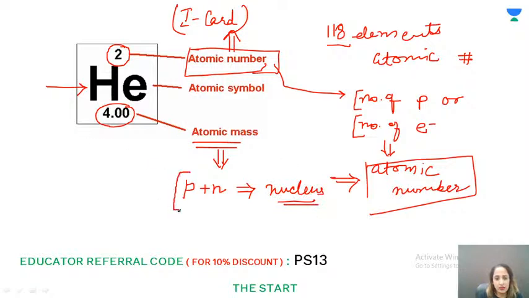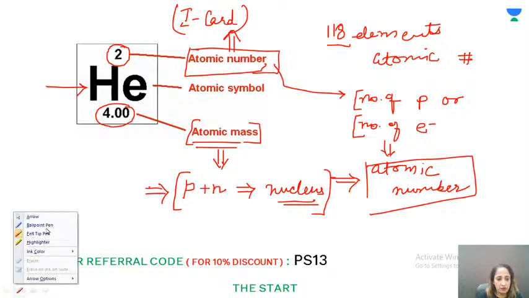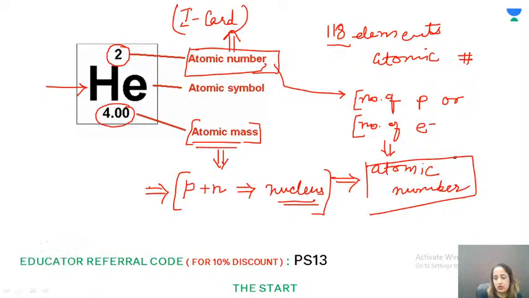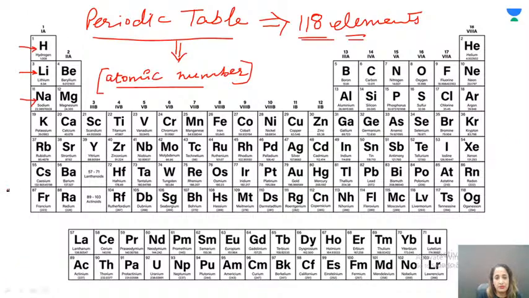Initially, in the previous periodic tables, they said the elements are arranged as per their atomic masses, which is not acceptable now. We now say that they are arranged as per the atomic numbers. All right, so this is about what these elements are.